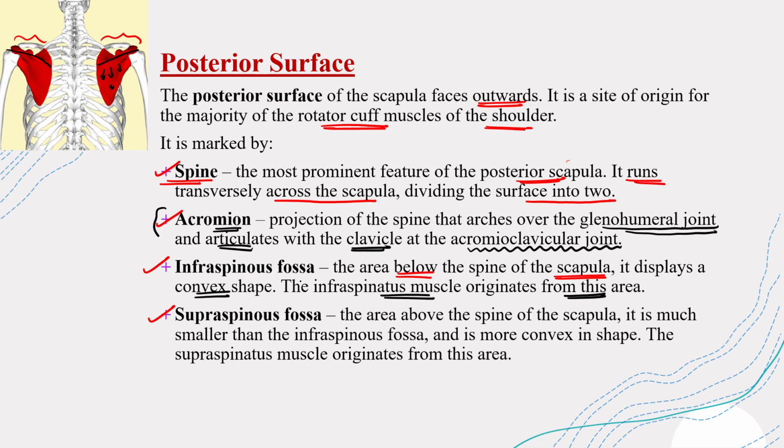Now talking about the supraspinous fossa, this is the area above the spine of the scapula. It is much smaller than the infraspinous fossa, as we can see, and it is more convex in shape as compared to the infraspinous one. The muscle originating from this area is known as the supraspinous muscle. So these are a few important things present at the posterior surface of the scapula.